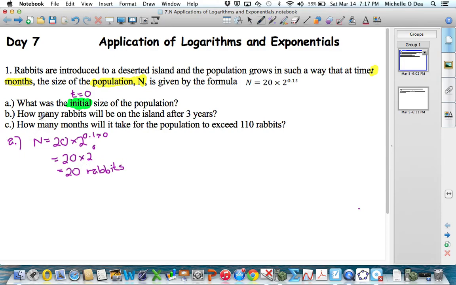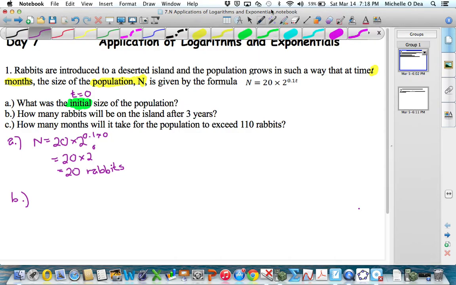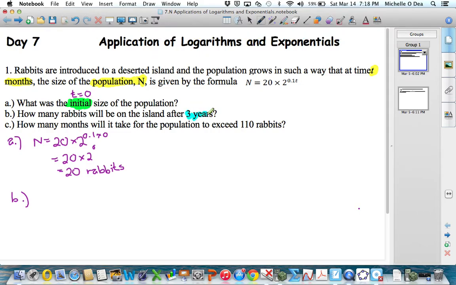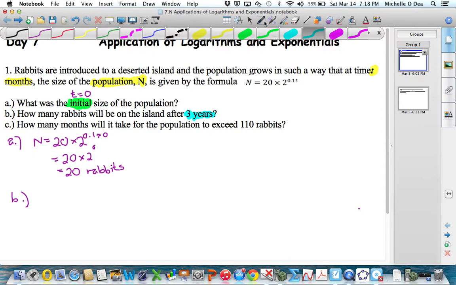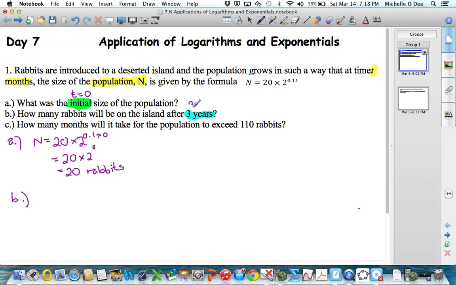Next question. How many rabbits will be on the island after 3 years? Now this is when it's very important to pay attention to this. In the question, it told us time is in months. So we can see here, now it's asking though about years. So we must convert them to the same unit. So we must make our years into months. So we just remember there are 12 months in a year. So we know that's the same as 36 months.